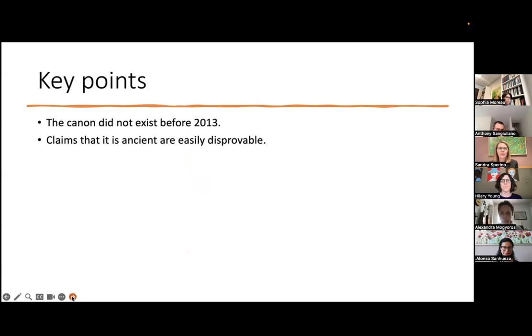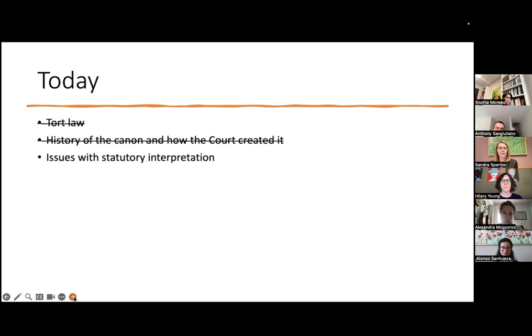So the key points from this section are that the canon did not exist before 2013, and any claims that the canon is ancient are easily disprovable by simply reading recent Supreme Court opinions.